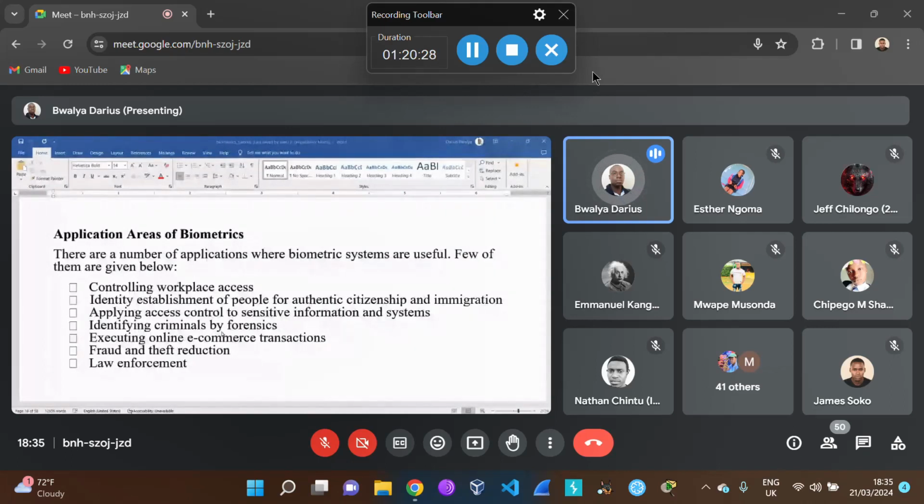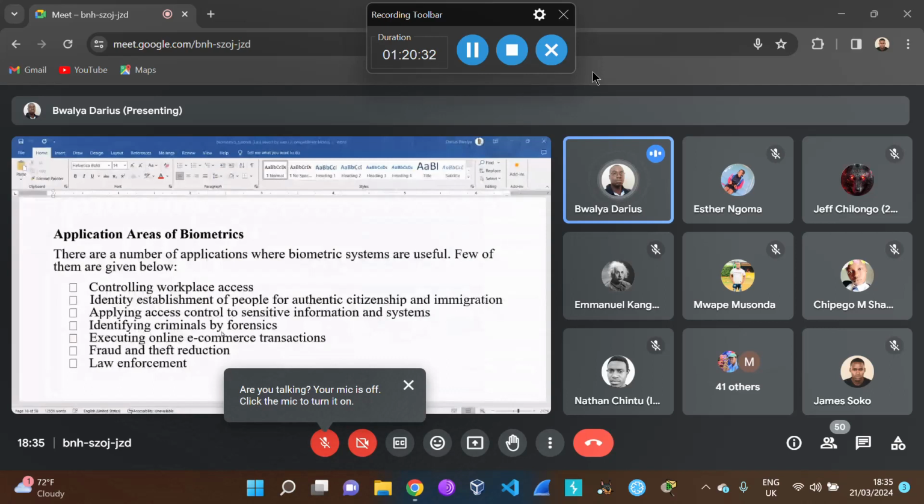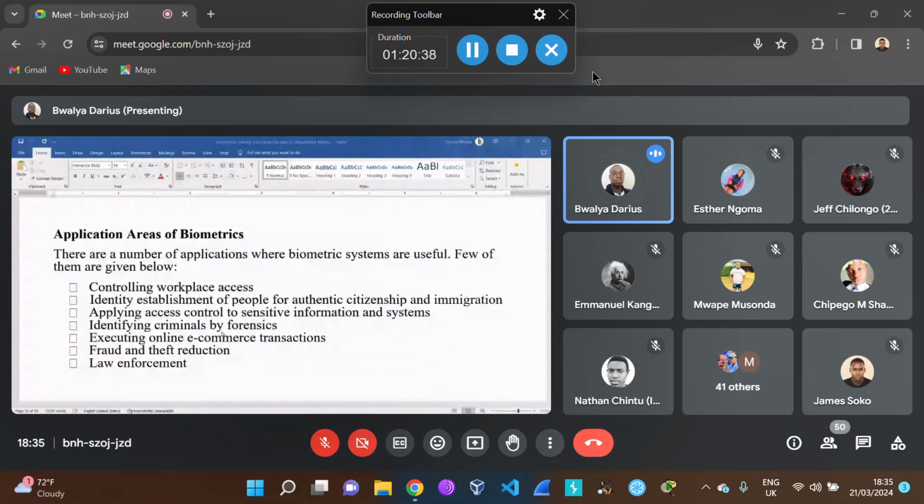So in this sense, people can be less likely to involve themselves in some confusion, some uprising, some protests. They think, no, it's not worth it. So in the end, we are enforcing the law, and that can be better. These are some of the application areas of biometrics, people. You can think of others.